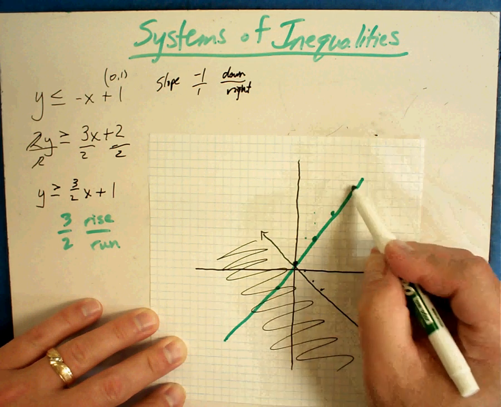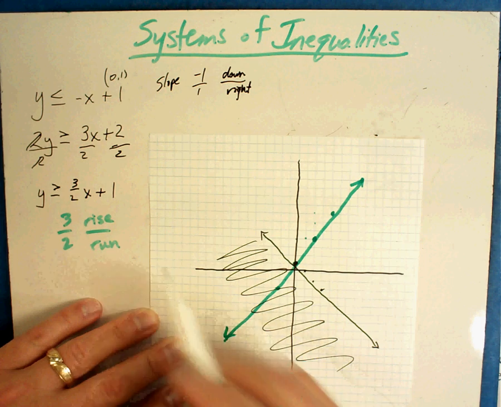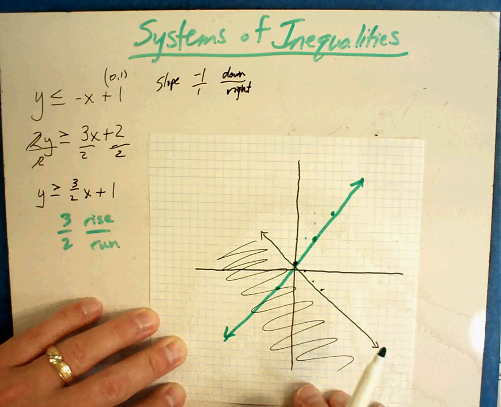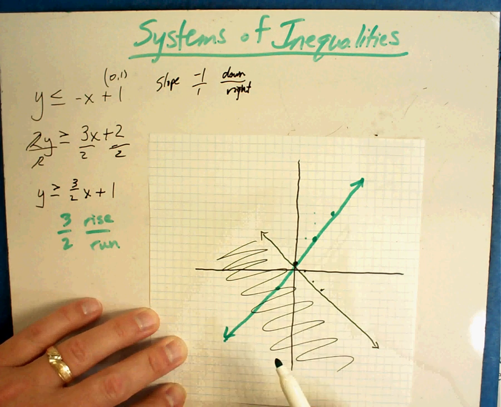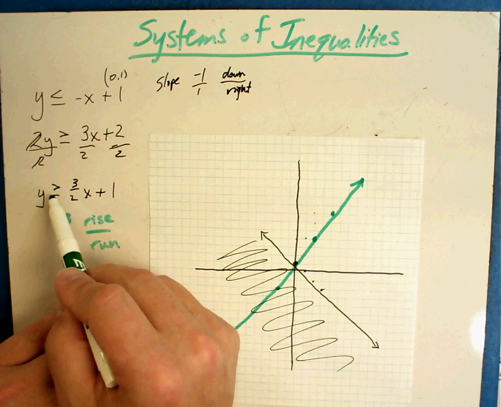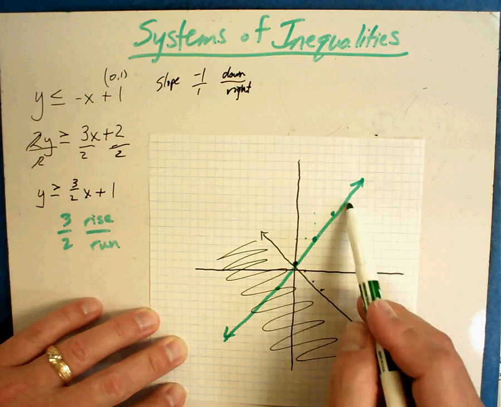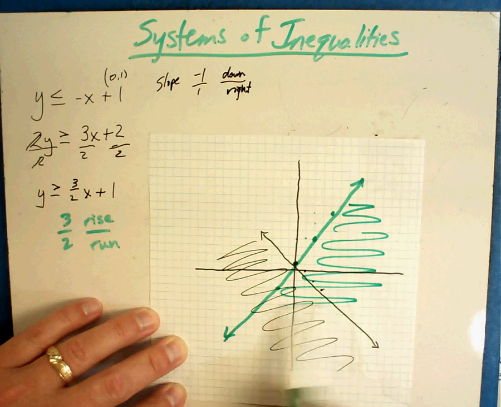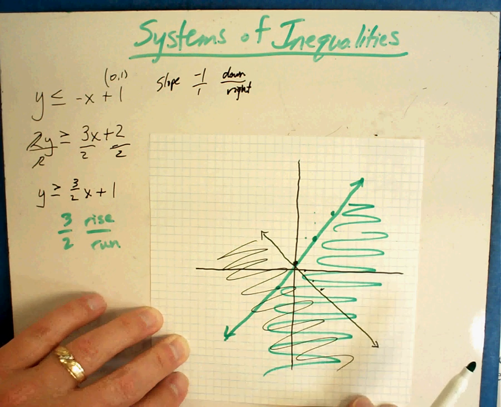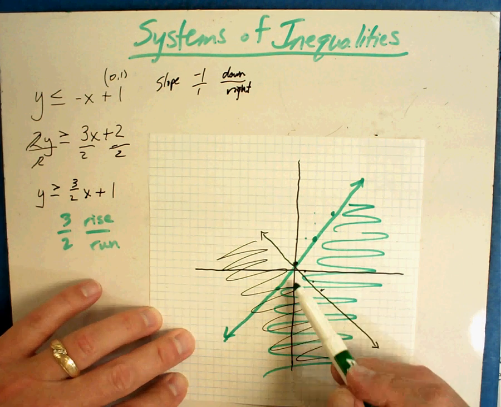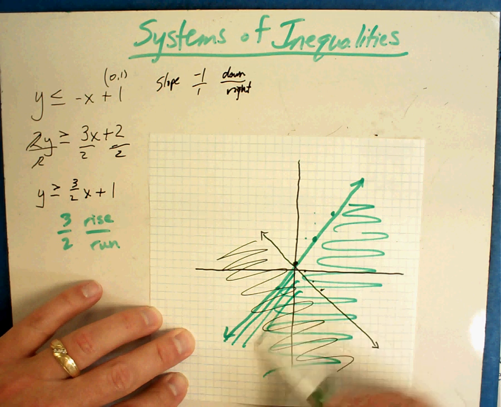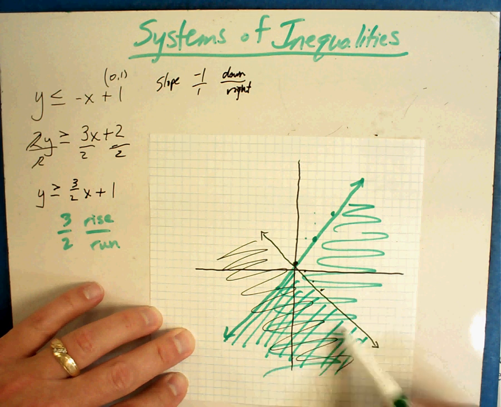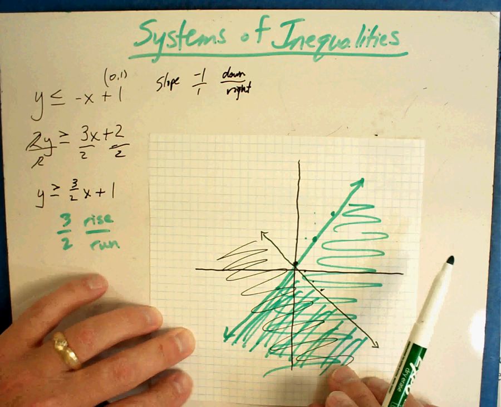A little bit better drawing the line this time. And it had the equal sign, so I made it a solid line. Now, this says it is greater than, so it's under the graph. So I'm dealing with all of this stuff. And so when they ask you where it overlaps, you will notice that both of my graphs overlap in this zone right here. And so they want to see an overlap.